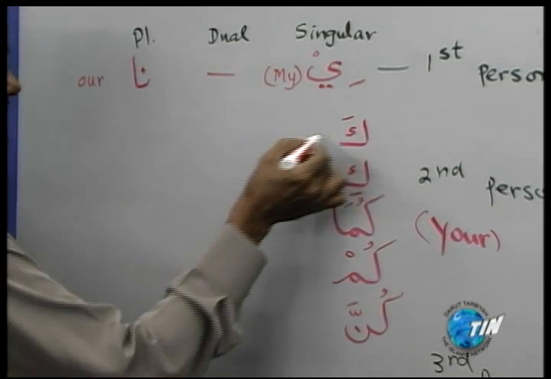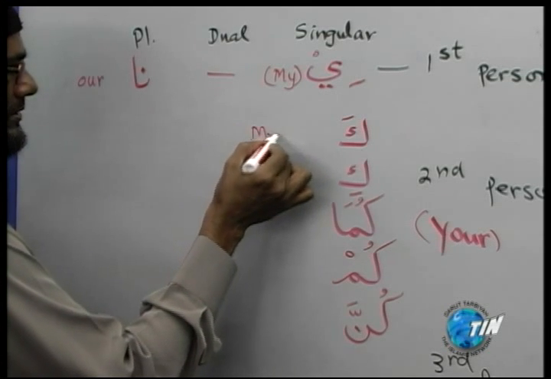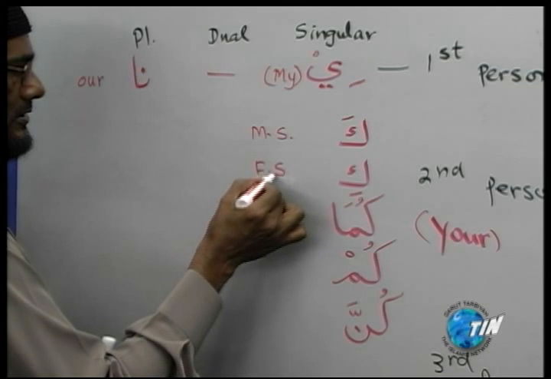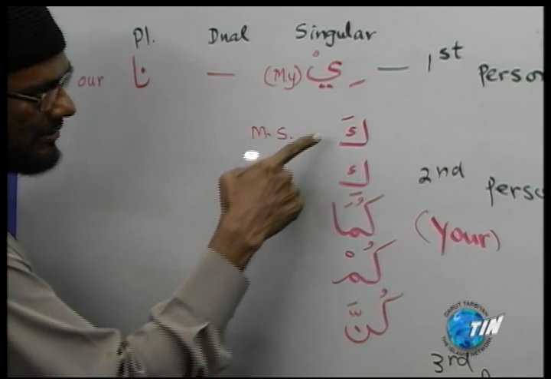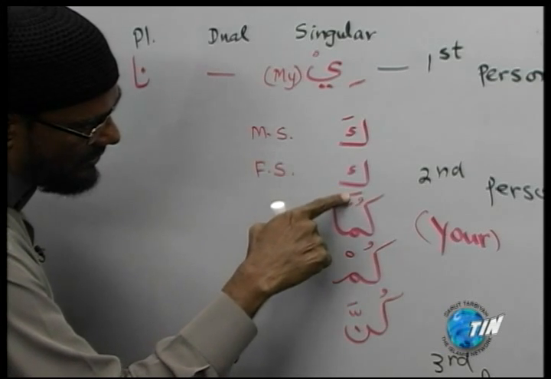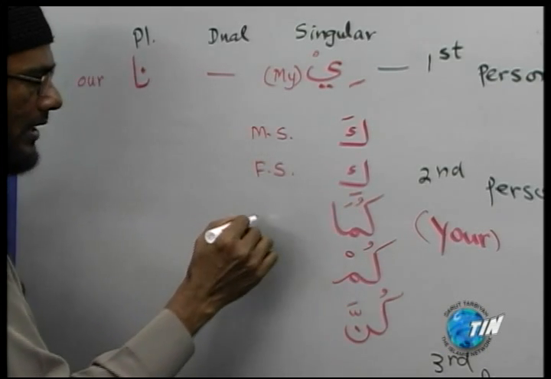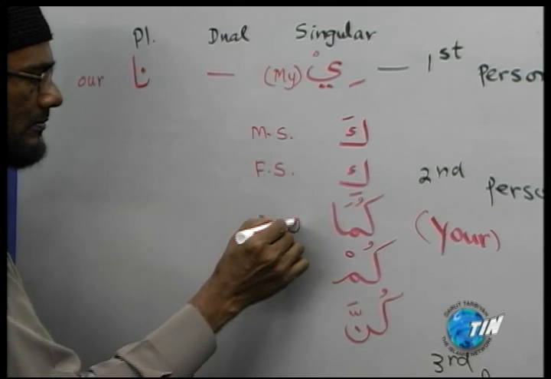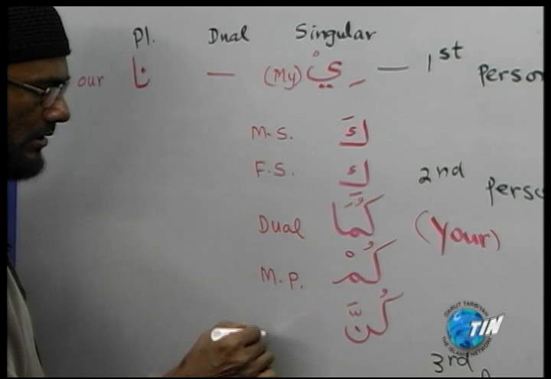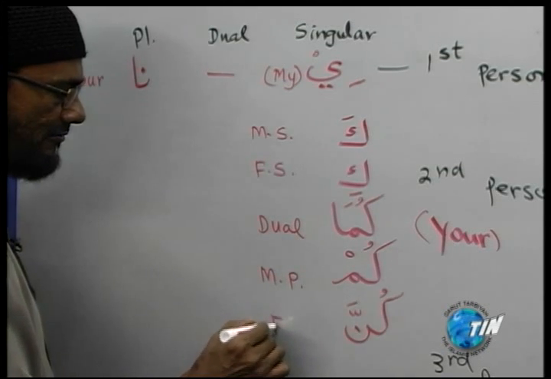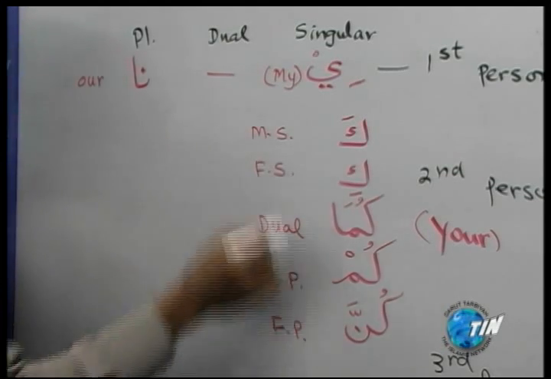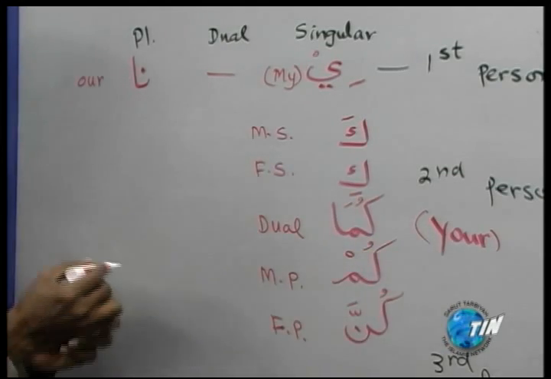This one here is masculine singular. This is feminine singular. What makes them different? Just this vowel. Fatha is for masculine, kasra for feminine. Kuma is dual form. Kum, masculine plural. Kunna, feminine plural. All of them mean your.